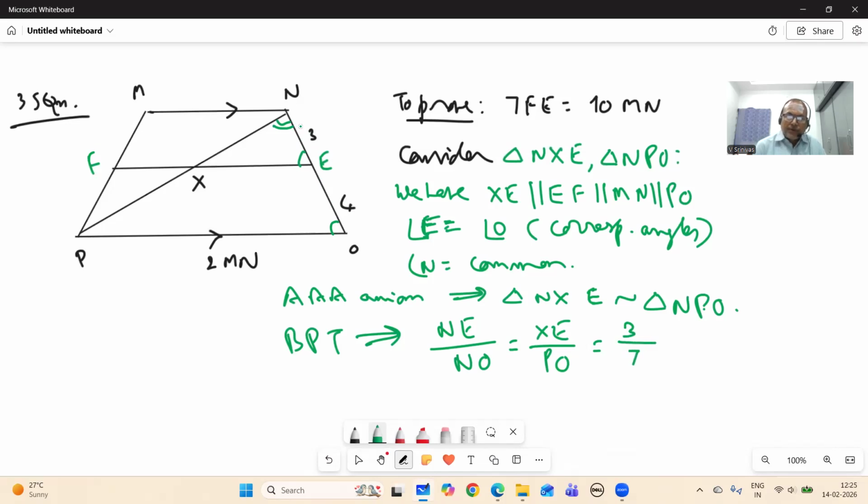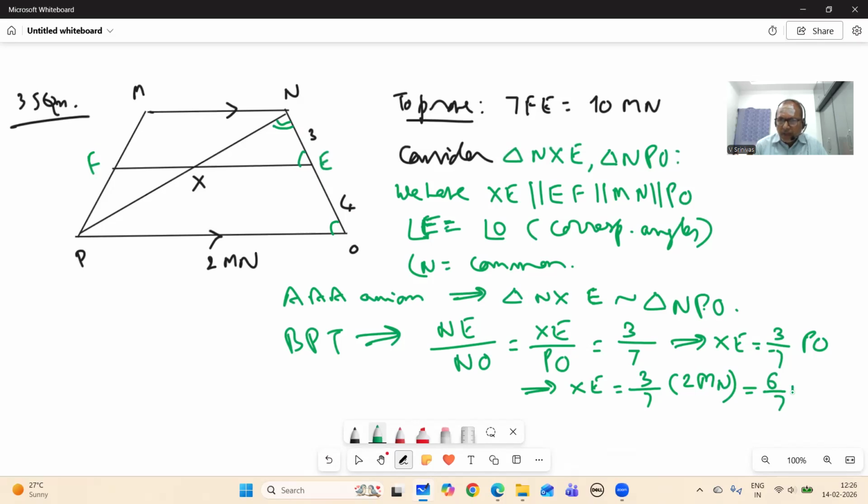Okay, NO becomes 7 units, 3 plus 4. From here, I can calculate XE. This implies XE is equal to 3 by 7 times PO. Take PO to the other side. So XE is equal to 3 by 7 into PO, and PO is twice MN. So this is 6 by 7 MN. So we could obtain XE in terms of MN.